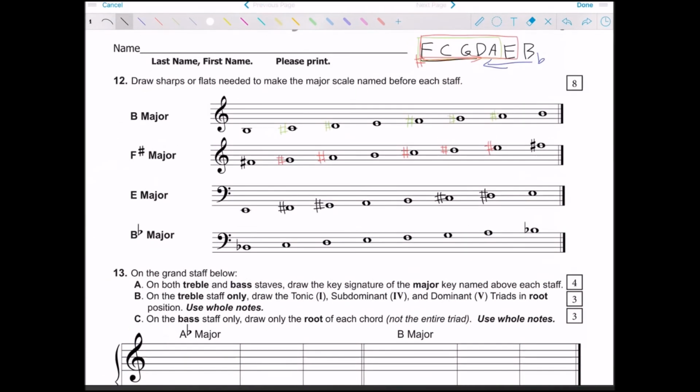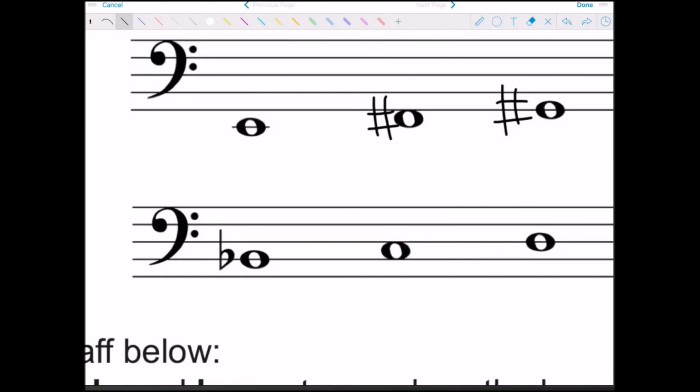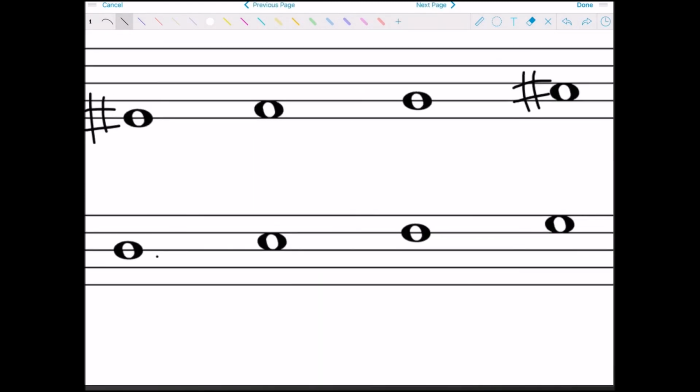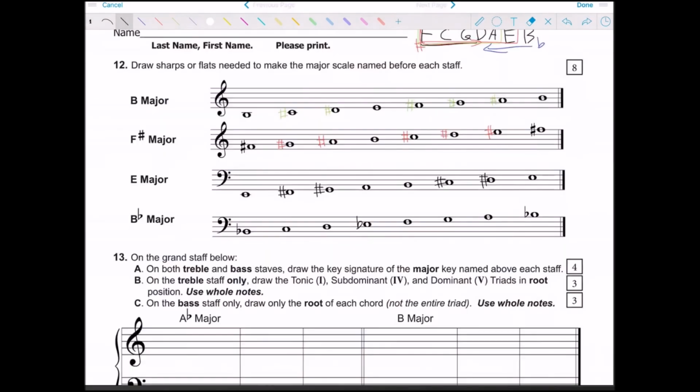And then B flat major. B flat major only has 2 flats, so I just need the first 2 flats. You look at the sentence backwards, so I need B flat and E flat. B flat's already done for us. All I need is E flat, which is right here. And that's all there is to it.